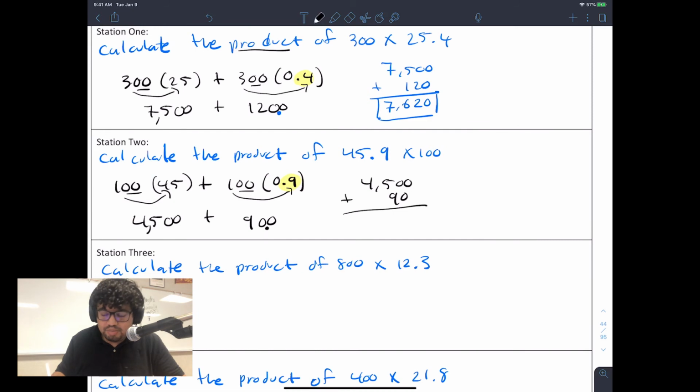Make sure that you guys line up the numbers correctly. Okay, so 0 plus 0, 0. 0 plus 9 is 9. This is 5 and 4. So my answer is 4,590.